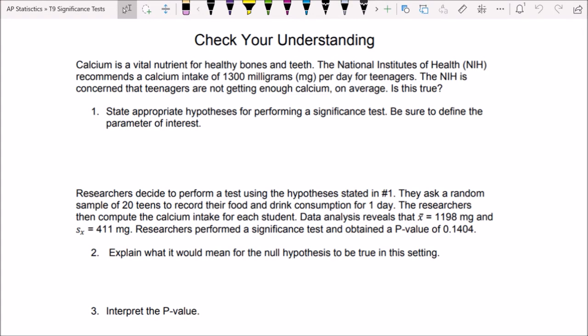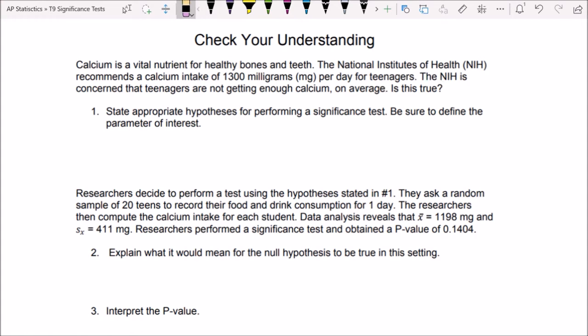The NIH is concerned that teenagers are not getting enough calcium on average. Is that true? So this is a typical AP thing that they do. They'll kind of give us a scenario, like, is it true at the beginning? Just so you know, when they do this, they're not actually asking that question. They're just getting you in the right headspace of the question, that that's the type of thing that we're grappling with.